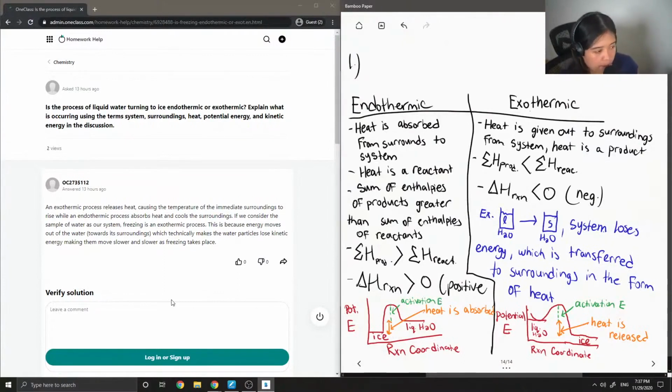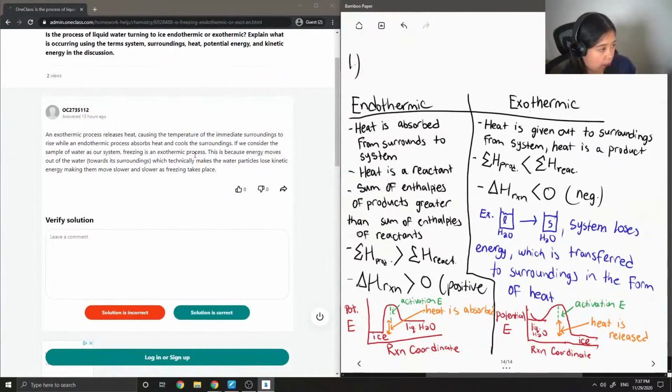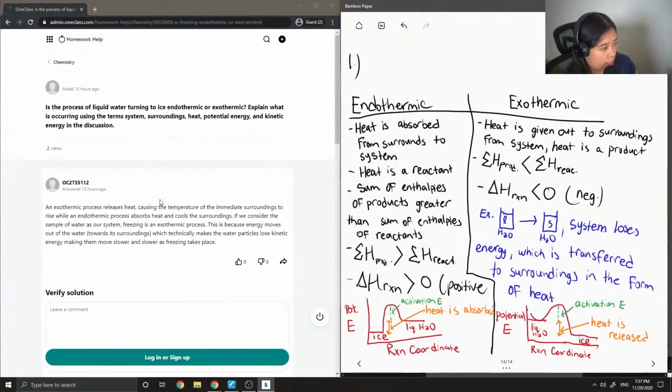Okay, so let's see what the junior tutor said. An exothermic process releases heat, causing the temperature of the immediate surroundings to rise, while an endothermic process absorbs heat and cools the surroundings. We consider the sample of water as our system. Freezing is an exothermic process. This is because energy moves out of the water towards its surroundings, which technically makes the water particles lose kinetic energy, making them move slower and slower as freezing takes place.